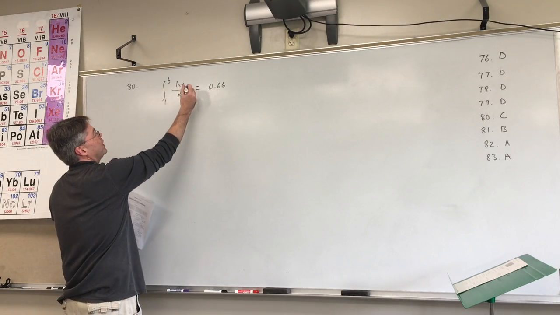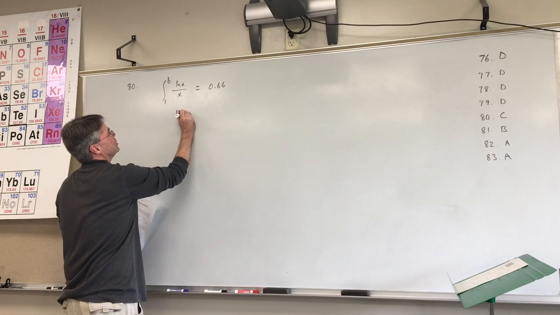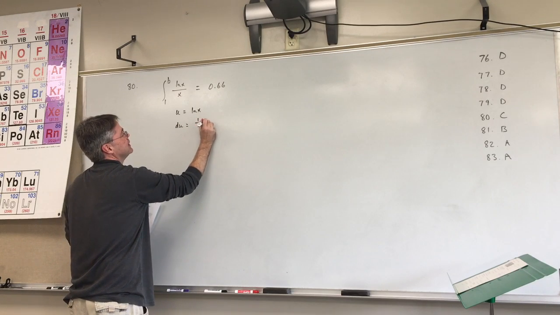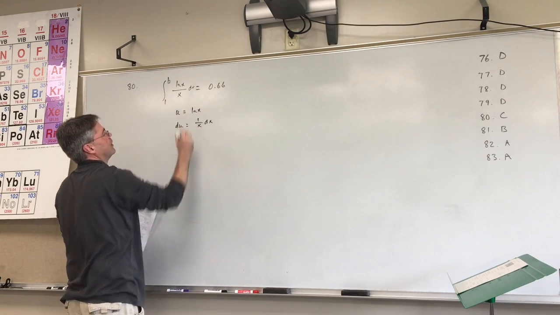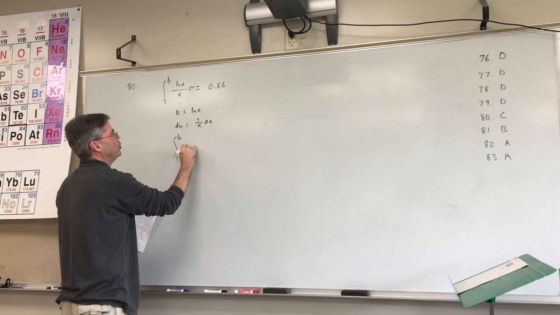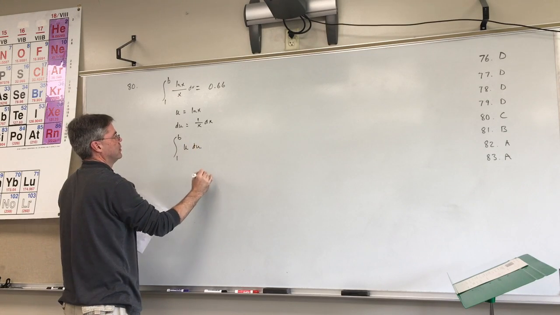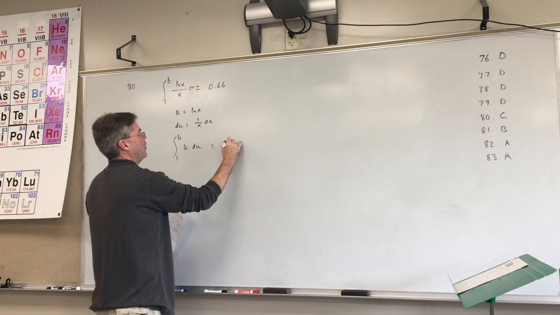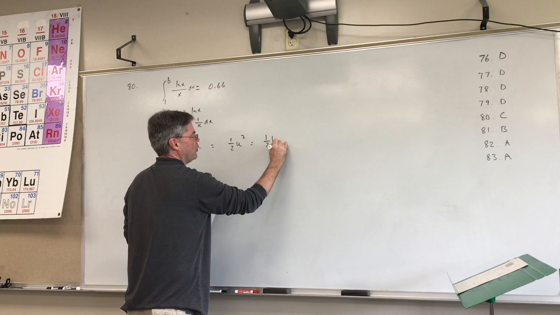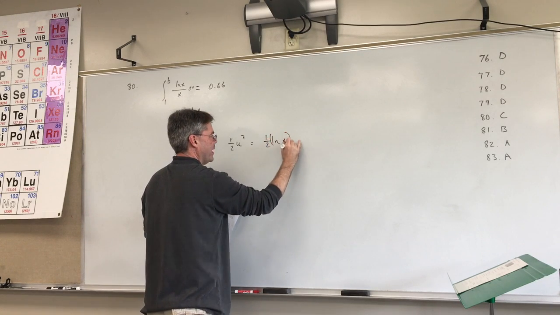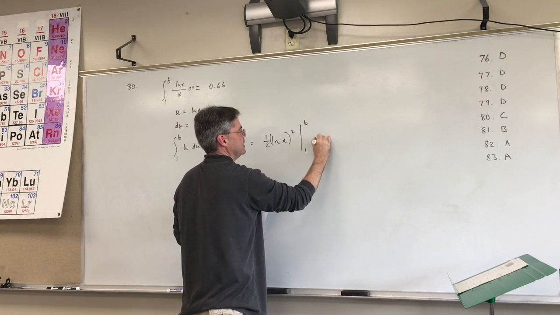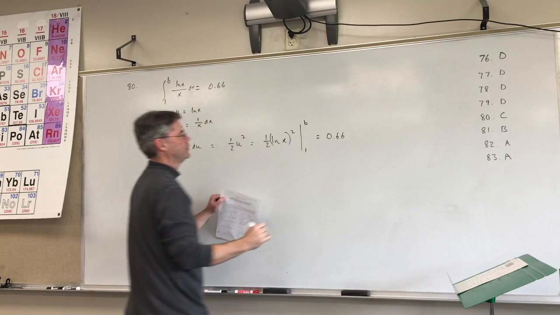All right, so first of all, we're going to need to integrate. This is a u substitution. Let u be the natural log of x. du is 1 over x dx. Forgot the dx there. Okay, so we can rewrite this as the integral from 1 to b of u du. And that's going to be 1/2 u squared, which would be 1/2 natural log of x all squared, evaluated from 1 to b is equal to 0.66.